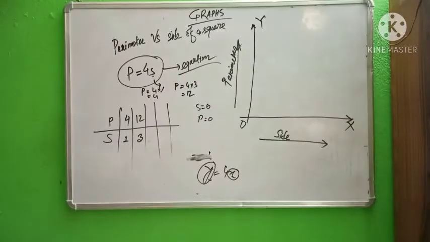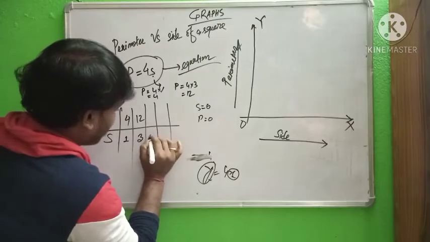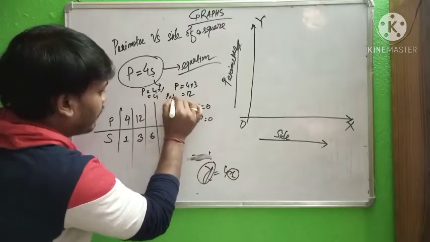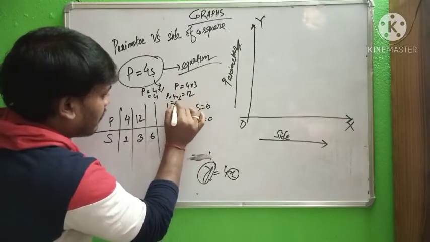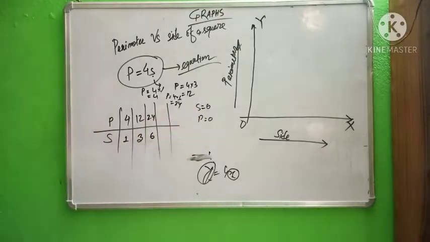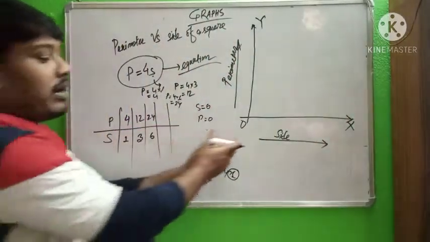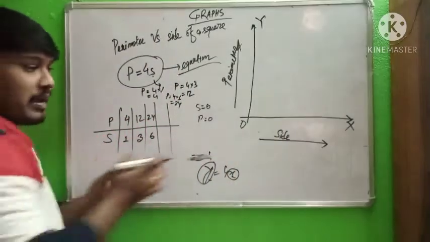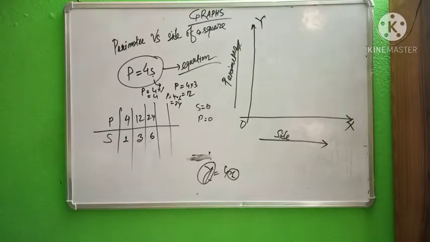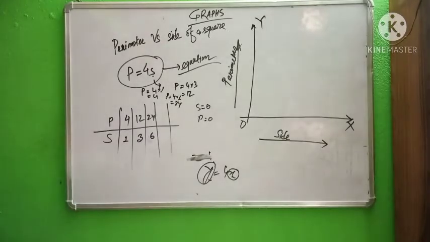Okay. So if we take the value of s as 6, then the value of P is 4 into 6, that means 24. 24. Okay, so in this way we have taken the values of sides, which we put on the x-axis, and the values of perimeter we have to put on the y-axis.